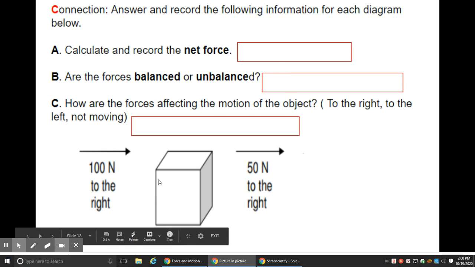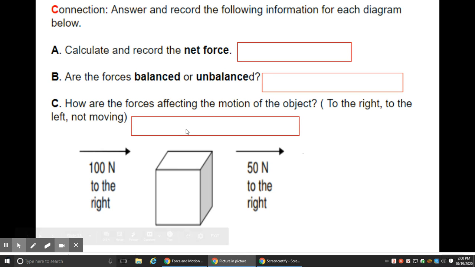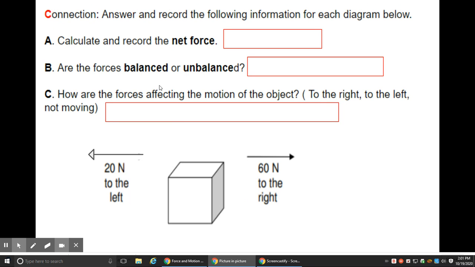This would be unbalanced because we are changing the motion of the box. The box is going to move to the right in the direction of the greater forces. So it's going to move to the right with increasing speed.